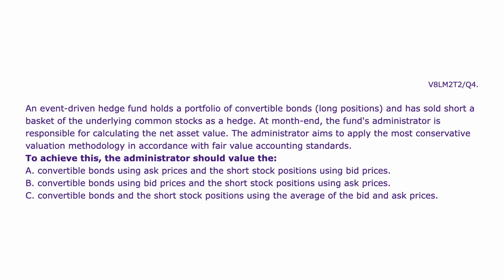Convertible bonds using ask prices and the short stock positions using bid prices. B. Convertible bonds using bid prices and the short stock positions using ask prices. C. Convertible bonds and the short stock positions using the average of the bid and ask prices.